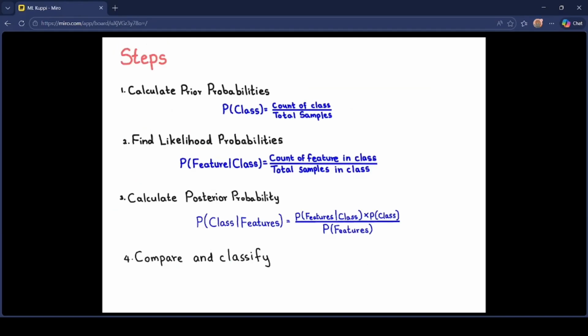So now let's look into the steps. The first one is where we are going to calculate the prior probabilities, that is the probability of a specific class occurring. First we're going to take the count of data points in that particular class, and then divide it by the total number of samples to get the probability of some data point belonging to a class. And then we have to find the likelihood probabilities: we're going to consider the features, take the count of the feature in this particular class, and divide it by the total number of samples belonging to the particular class we are looking at. And then we are going to calculate the posterior probability by using Bayes theorem. And finally, we're going to compare the probability values of each class and then classify accordingly.